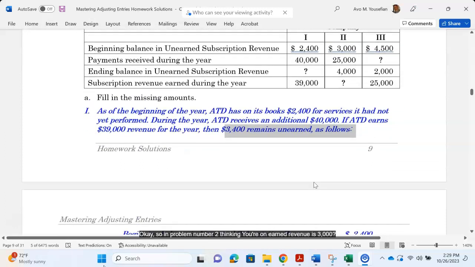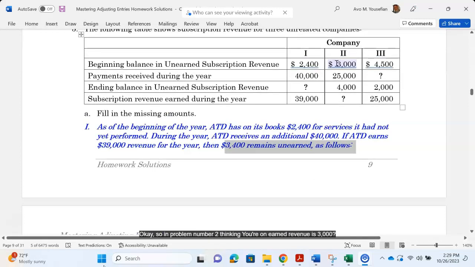Okay, so in problem number 2, same thing. Your unearned revenue is $3,000. That's debit cash, credit unearned revenue. Then, no, sorry. The beginning is $30,000, so just leave $30,000 in your unearned revenue. Then debit cash for $25,000 and credit unearned revenue for that. So now your unearned revenue is $28,000. At the end, you have $4,000 of unearned revenue.